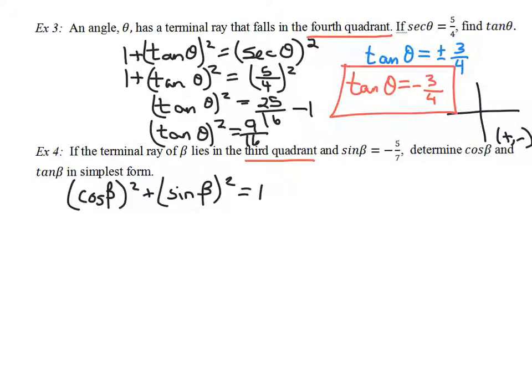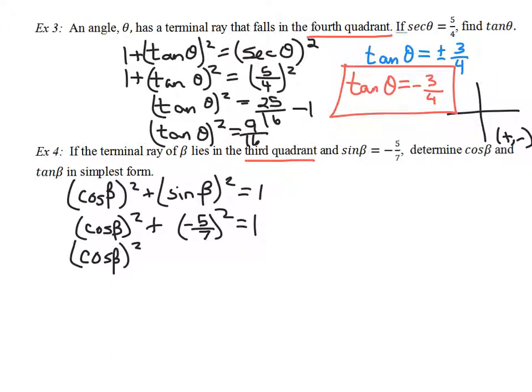So replace the sine with negative 5/7. So I've got cosine of beta squared plus negative 5/7 squared equals 1. Notice that this makes sense because in the third quadrant, sine would be negative because the y-coordinate is negative there. Cosine of beta squared is equal to, I'm going to subtract right away. So I'm going to have 1 minus, and then subtracting after I've squared, I've got 25/49.